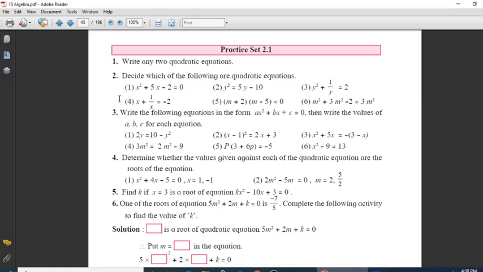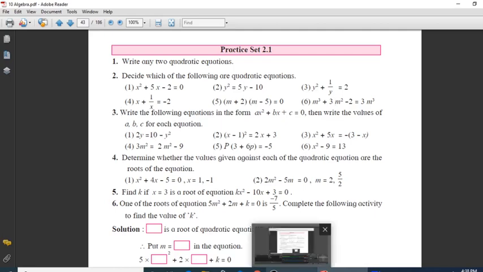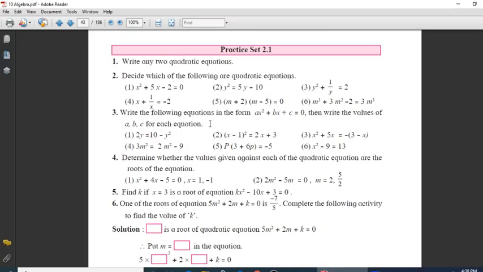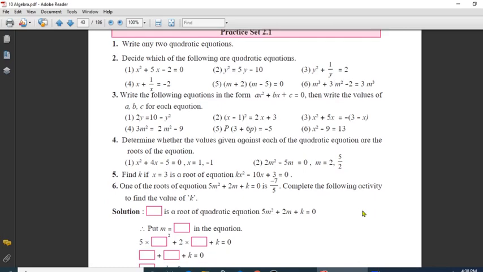So we are done with question number 2. Now let's move on to question number 3. This is our question number 3. Right, this question number 3 is about writing the following equations in the form ax square plus bx plus c equals 0. Then write the values of a, b, c for each equation. It is the same as question number 2. In question number 2, we decided whether the given equations are quadratic or not. But for this question, you need to arrange the given equation in this standard form and then find the values of a, b, c.